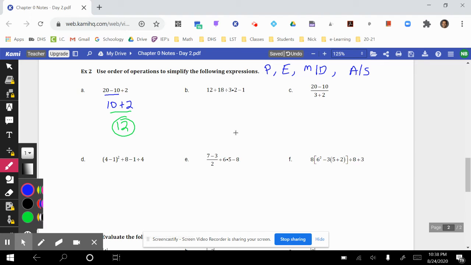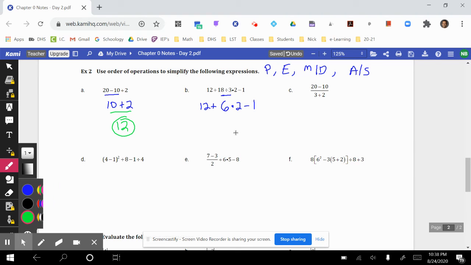All right, letter B here, we have 12 plus 18 divided by 3 times 2 minus 1. Again, I'm going to scan. I'm going to work from left to right. I don't see parentheses. I don't see exponents, but I see some multiplication and division. Since we're doing these together, I'm going to do whatever I see first in the problem, which is 18 divided by 3. Well, 18 divided by 3 gives me 6. So I'm just going to carry down everything else. 12 plus 6 times 2 minus 1.